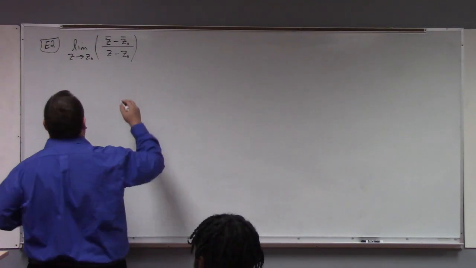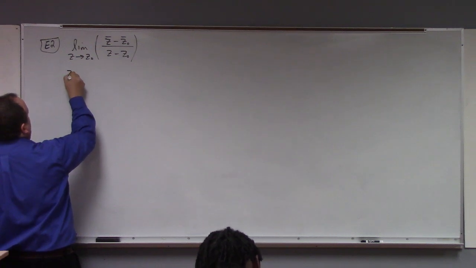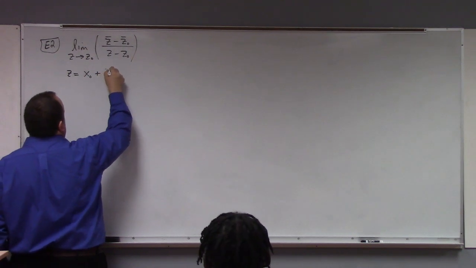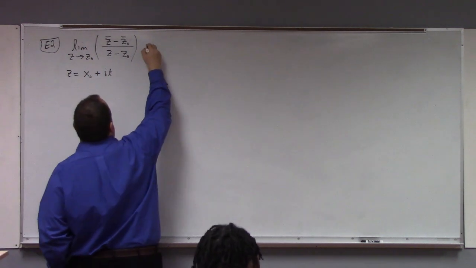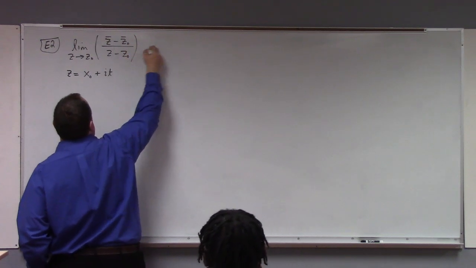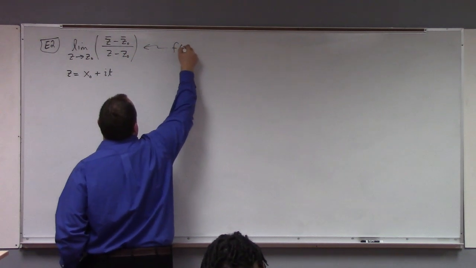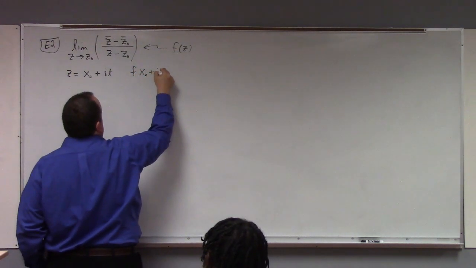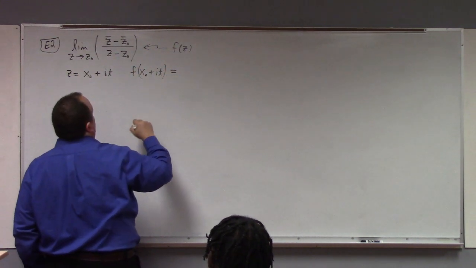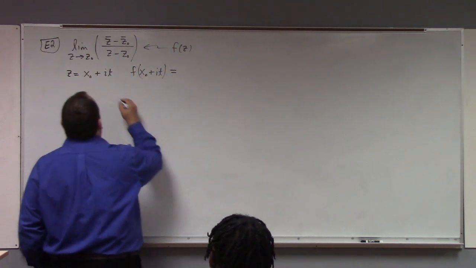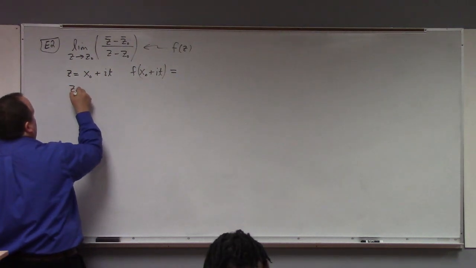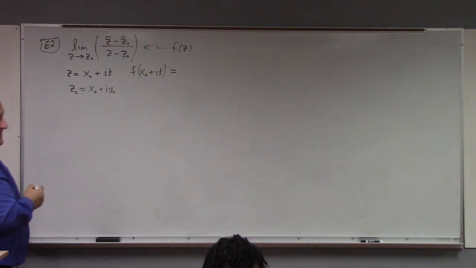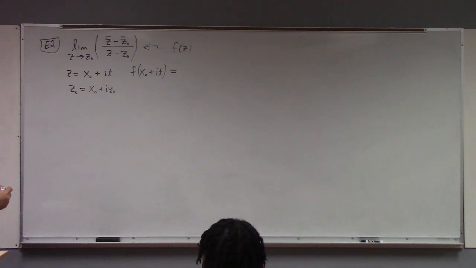So like here, we'll use the complex notation. If we put z equals to say x naught plus it, and I call this thing right here, this business, f of z, right? Well then, f of x naught plus it, what is it? We'll let z naught be x naught plus y naught, okay? I mean, why not?